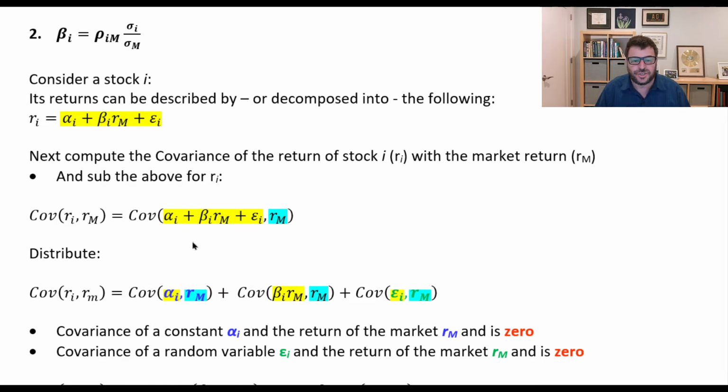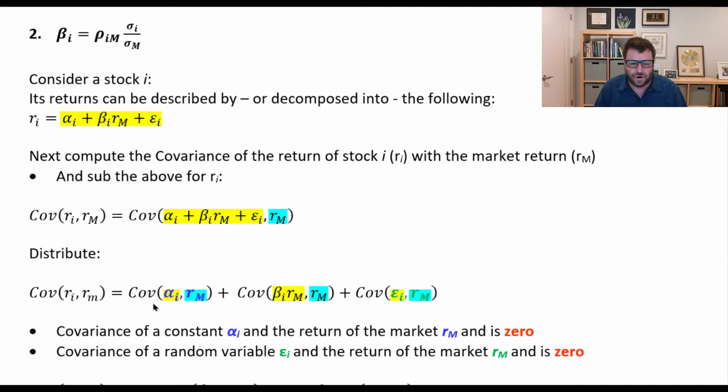The covariance of this equation with the return of the market is going to be equal to the covariance of the market with alpha, the covariance of the market with beta RM, and the covariance of the market with the error term. And so these are my three distributed terms. And I can see that I have the blue term in each, and a portion of the yellow highlighted term in each. And so now I want to think about these three separate terms.